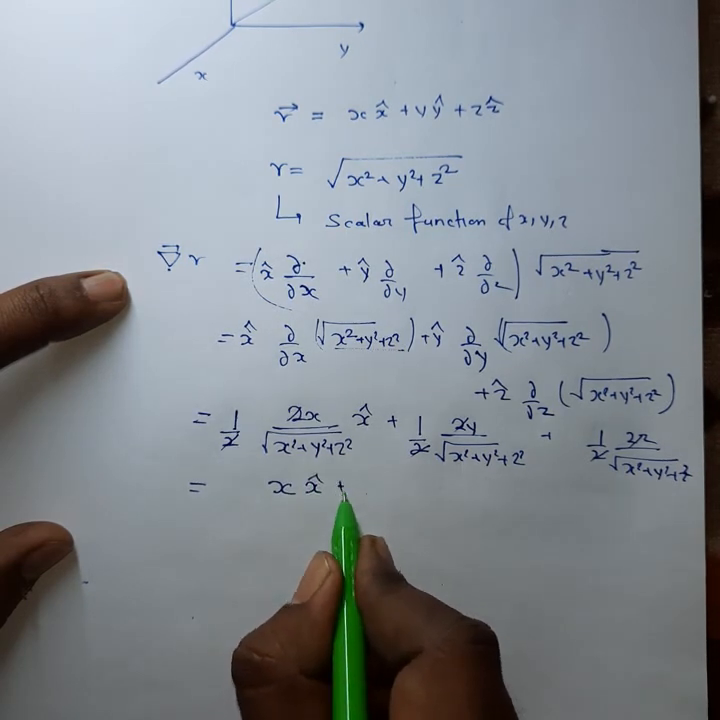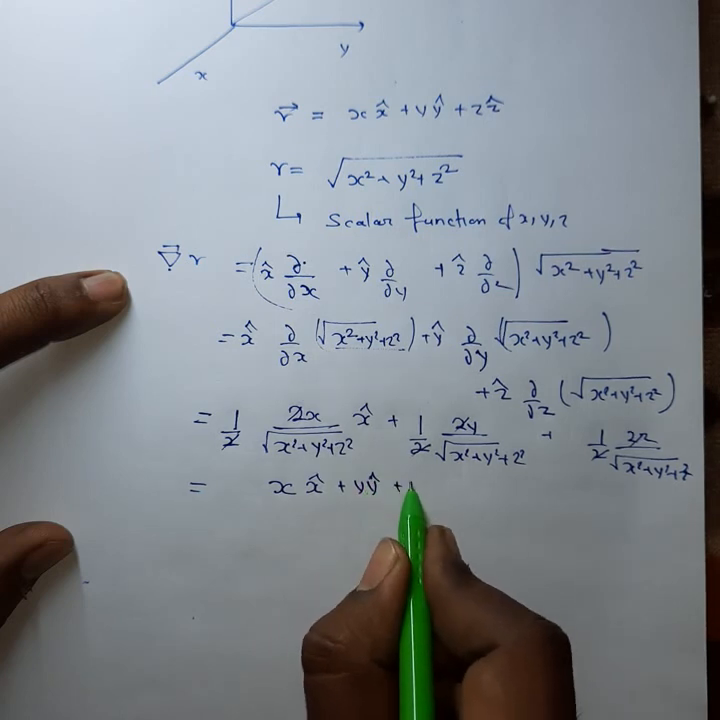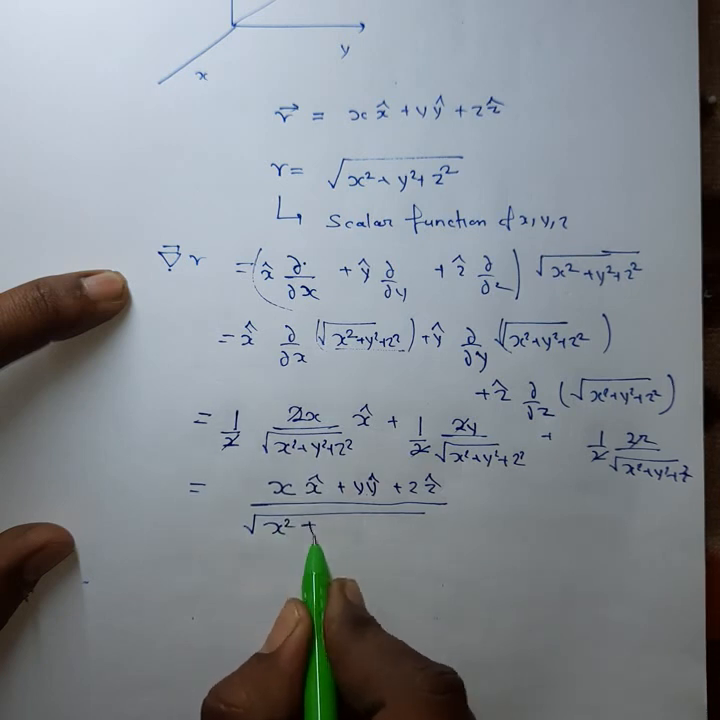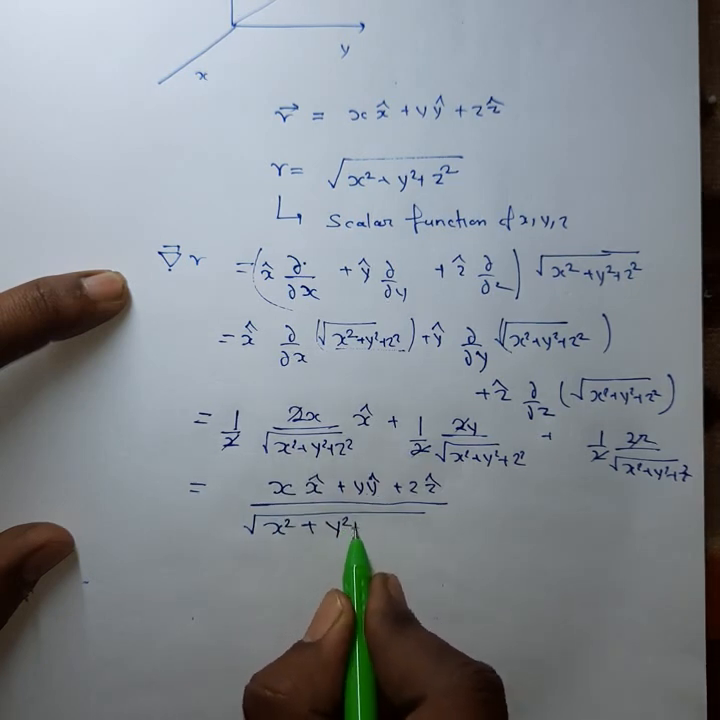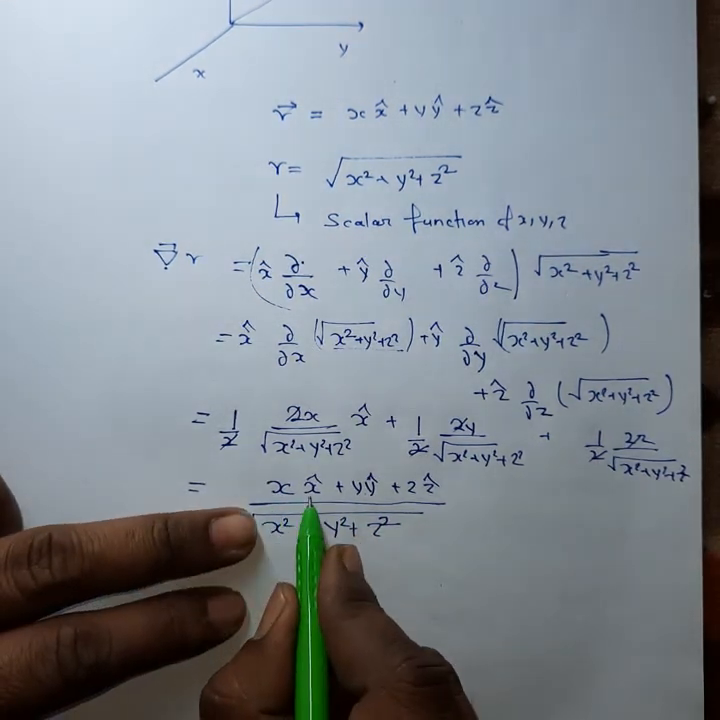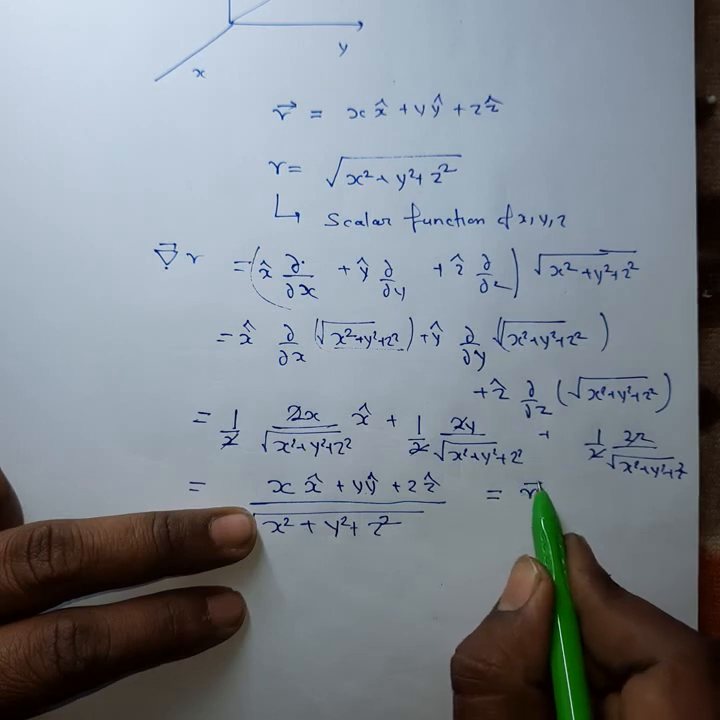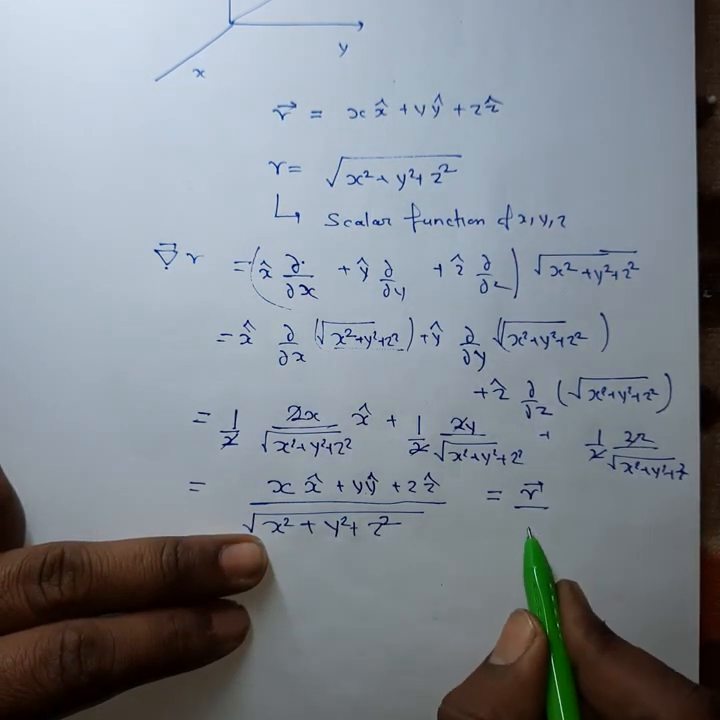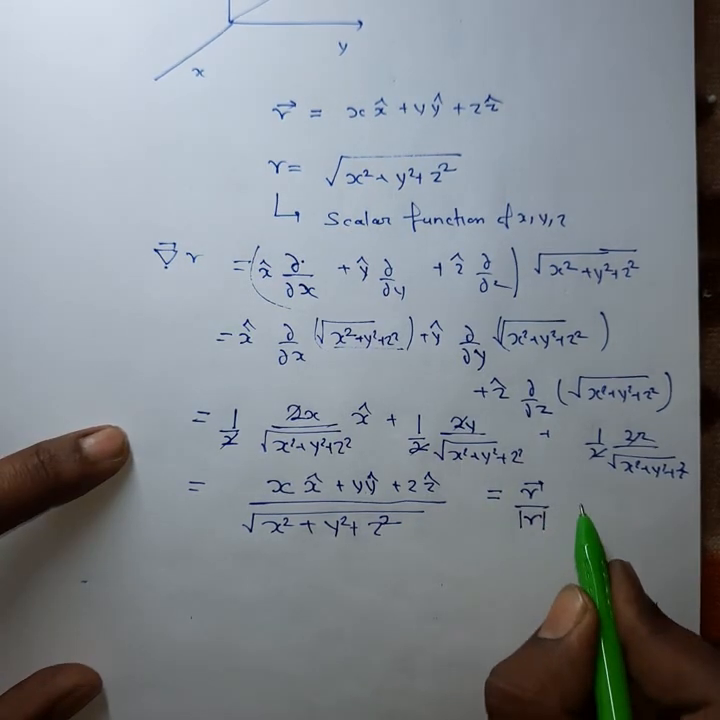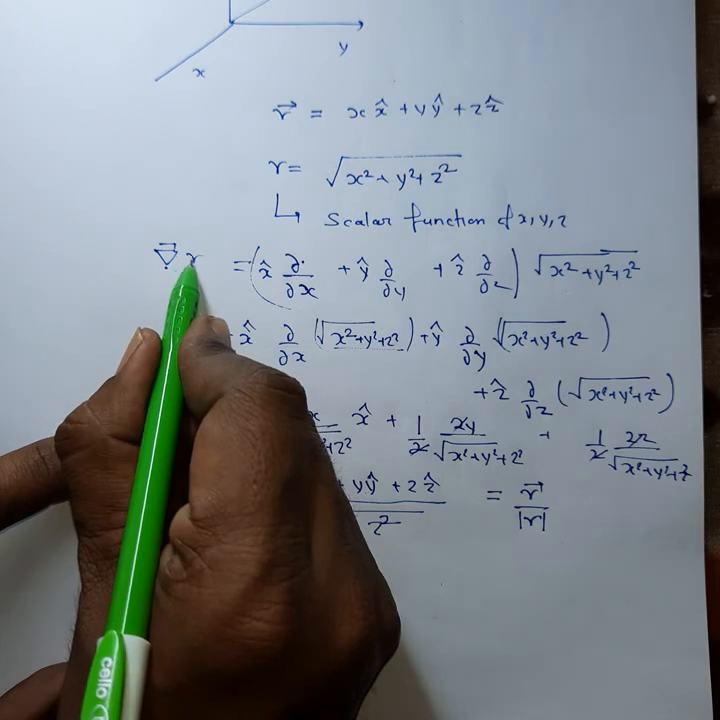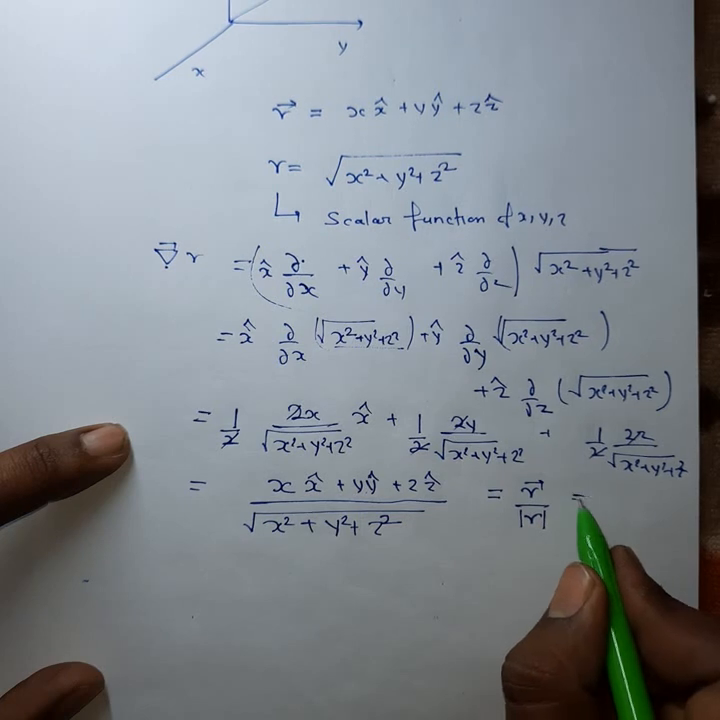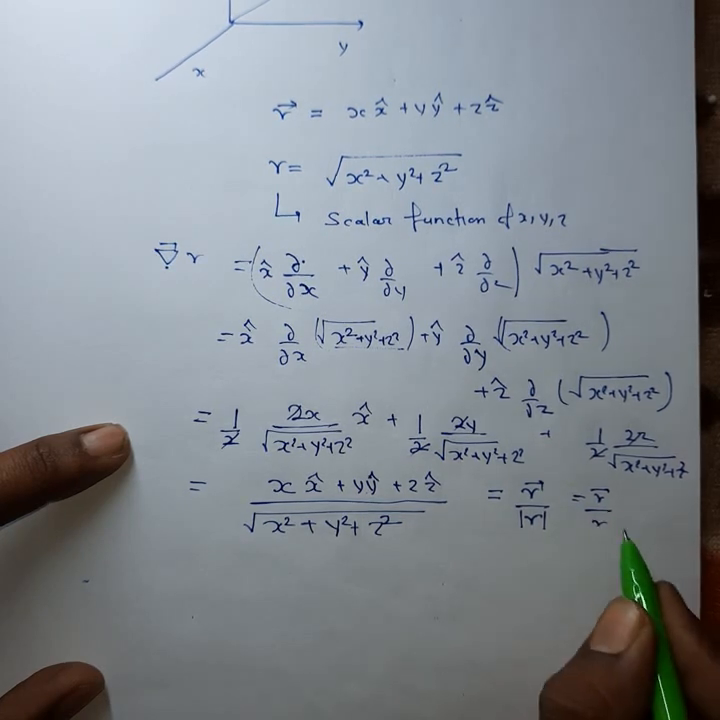So you will finally get x x cap plus y y cap plus z z cap, divided by the square root of x square plus y square plus z square. Let's see the numerator. This is nothing but the r vector, and in the denominator is the magnitude of r. So you can write it like this also. I have simply written r, that is the magnitude of r.